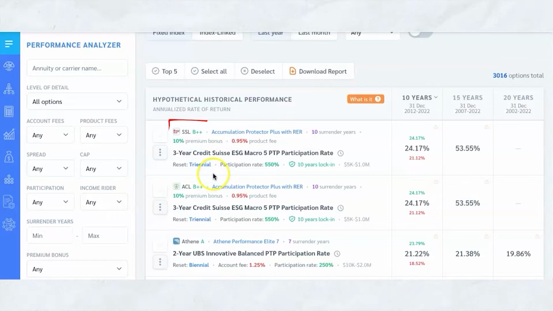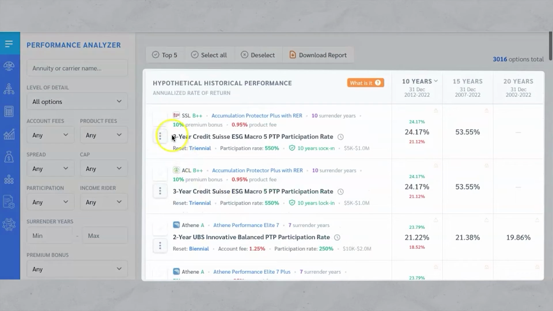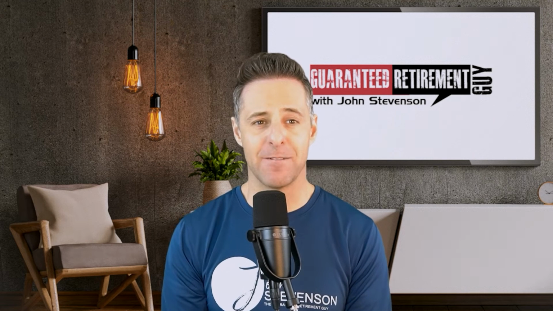I mean, you got some B-rated companies, you got some A-rated companies, but it'll just kind of give you an idea. So you can see these top ones. This is a 3-year Credit Suisse, which just means that if, let's say you purchase an annuity right now, and the index is measured over a 3-year period. What if it goes really, really hard up 2 years, and you're up 30%? That's pretty good. But remember, it's a 3-year index, which means at the end of 3 years is when they credit it.